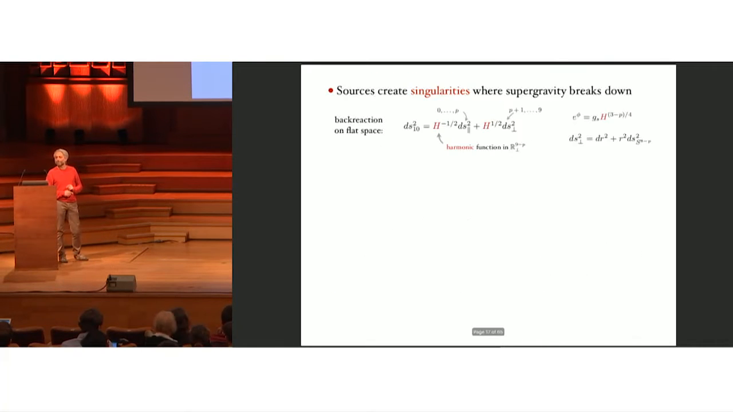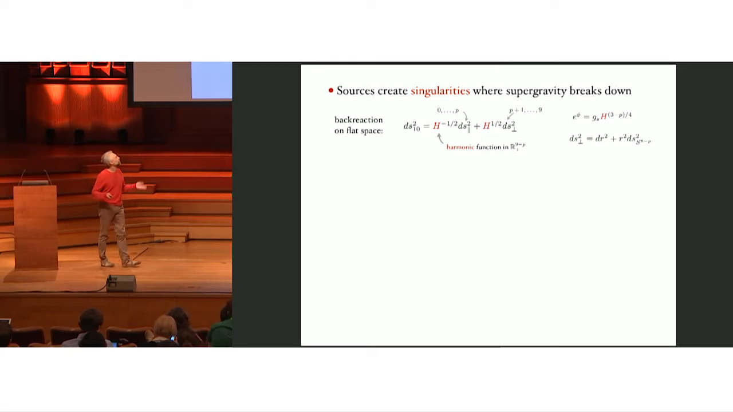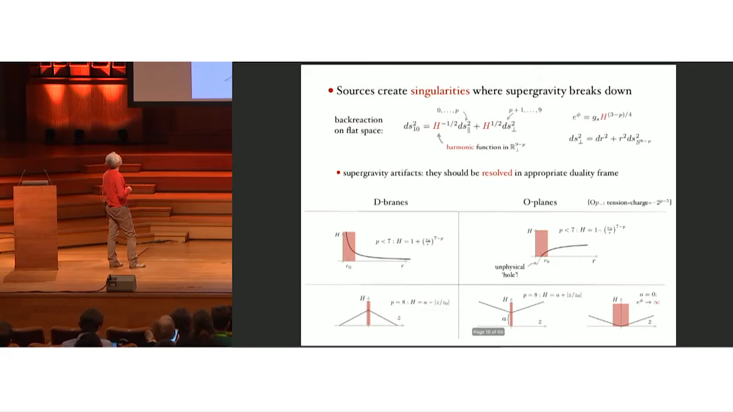Now, first I need to remind you, most of you probably know this by heart, the backreaction that D-branes or O-planes induce in flat space, for starters. This is the metric in all these cases, both for Dp and Op planes. And H is the harmonic function of the transverse coordinates. Let me show you some plots, actually.